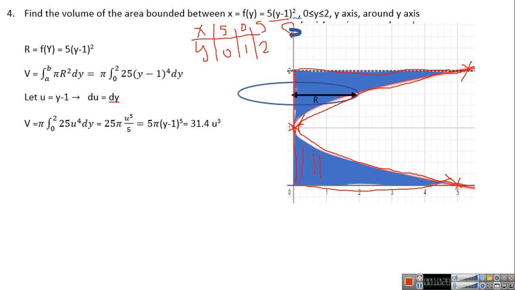So it's a disk method. Why? Because the boundary is an axis of rotation. So the radius from here till here is nothing else than f of y. F of y is what? 5 into y minus 1 squared, pi r squared. I square it again. So here let u equal y minus 1. I do a chain rule. du equals dy. So u to the 5 over 5, and you solve the integral.